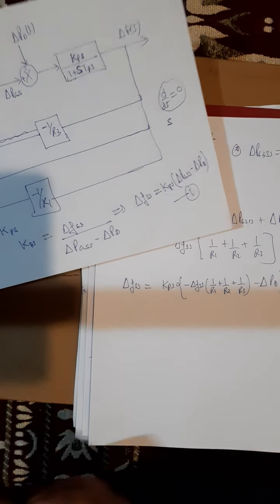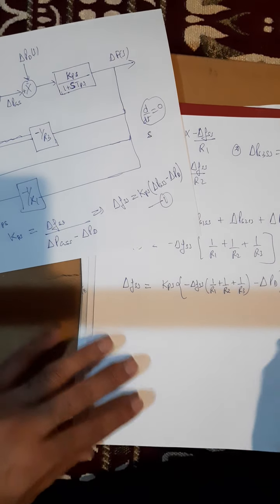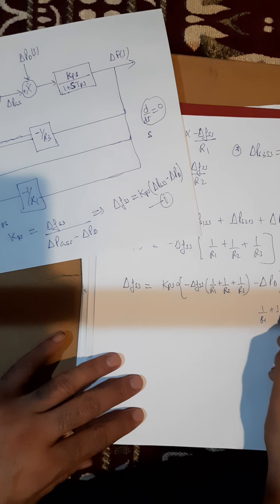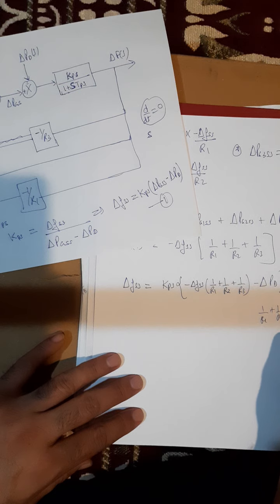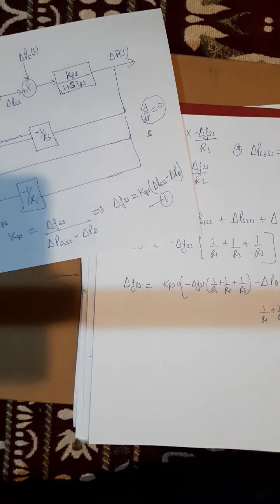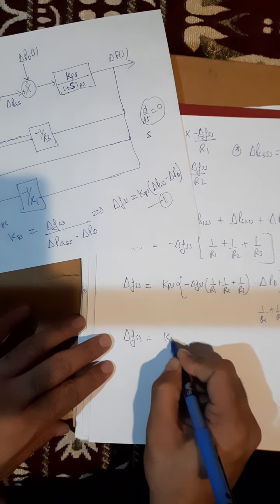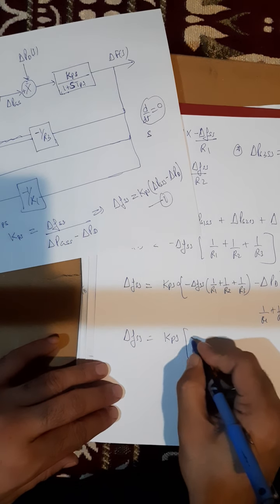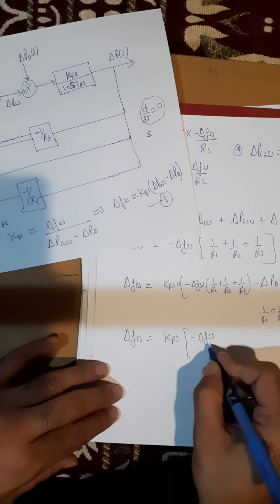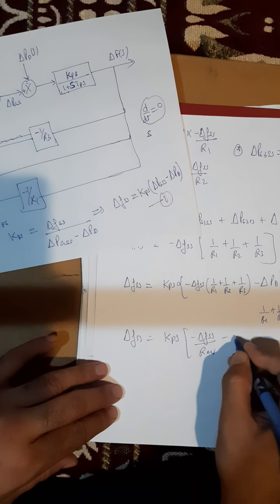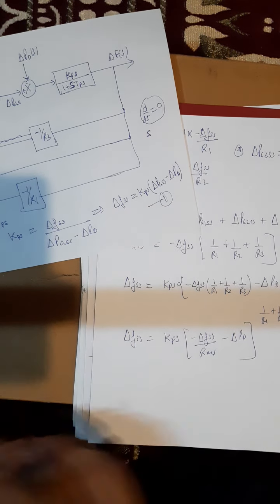Got it? So what I will do, I will represent 1 by R1 plus 1 by R2 plus 1 by R3 as 1 by R equivalent. Okay, so I will write delta FSS is equal to KPS into minus delta FSS by R equivalent minus delta PD.